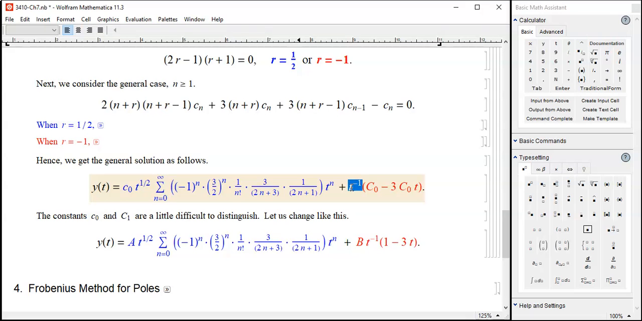Well, there are some constants flying around, so we could rearrange them and rename them. I decided to write capital A and capital B for these two coefficients of the two linearly independent solutions of the homogeneous equation, blue and red.